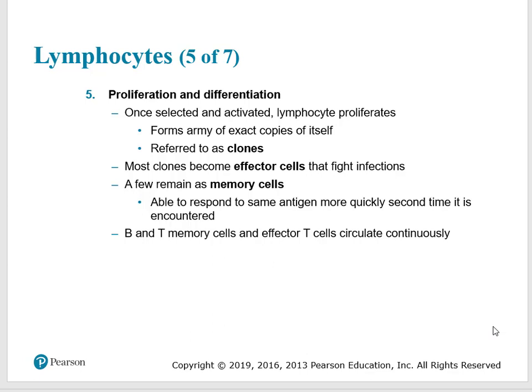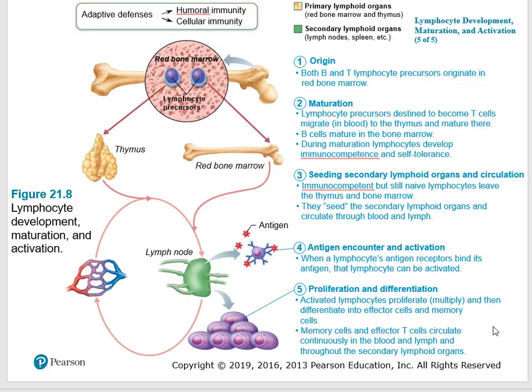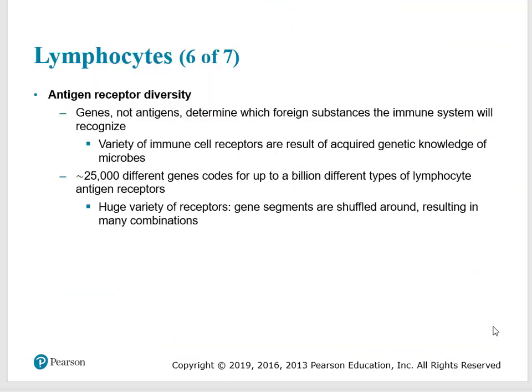That's what cloning is. The cloning process ends in two types of cells. One is the effector cells that fight off the infection, and one is the memory cells for future infection of the same kind of bacteria that you might have. So that is your last step, the proliferation and differentiation process.